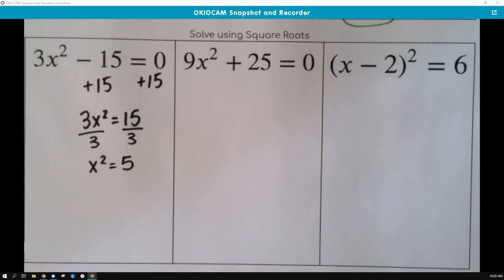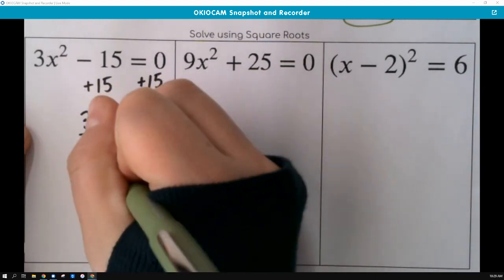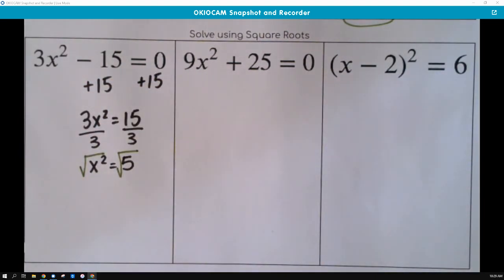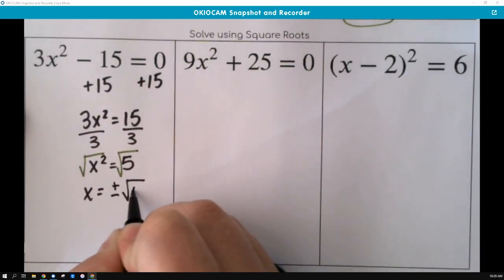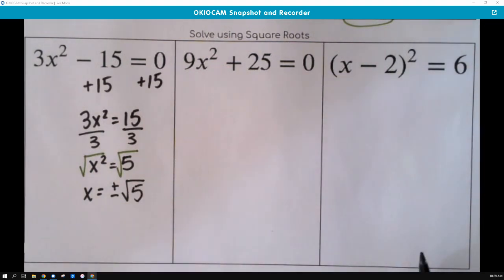At this point in our lives, we can take the square root of both sides of our equation. When we take the square root, we are going to have both a positive and a negative answer, because x equals both the positive and negative square root of 5. A positive times positive will be positive and a negative times negative will be positive, so both work. So for this one, your answers would be positive square root of 5 and negative square root of 5.